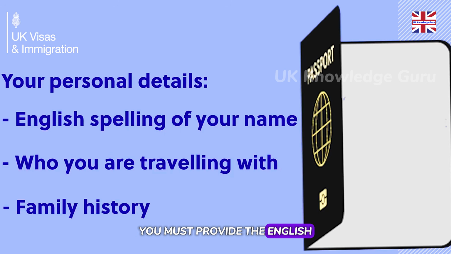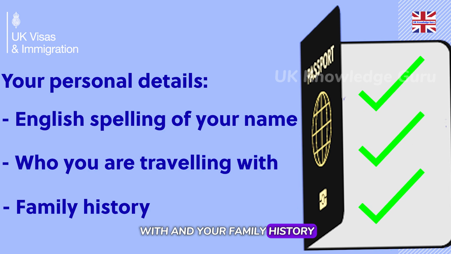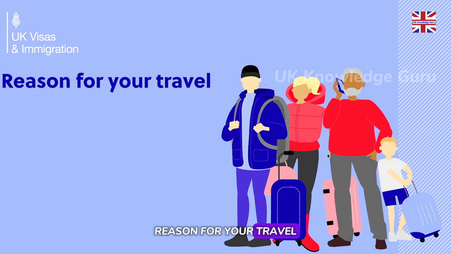You must provide the English spelling of your first name and your family name, how it is shown on your passport or travel document, who you are traveling with, and your family history. You may be asked for your partner's details if you have one, and your parents' details. You will be asked if you have people who financially depend on you, children, and if you know anyone already in the UK.